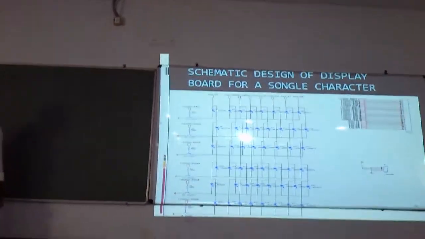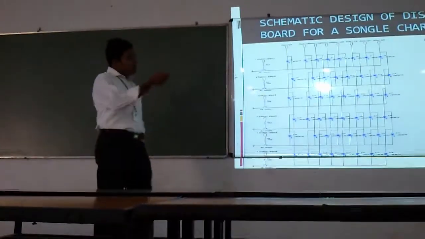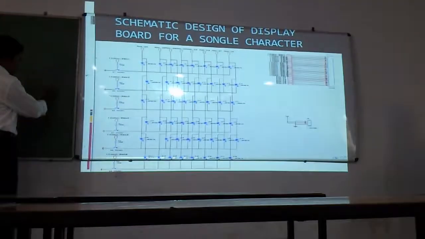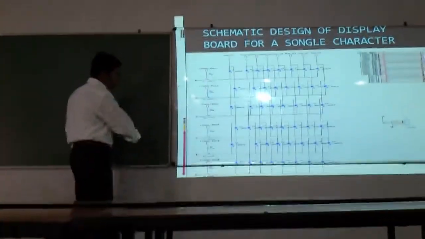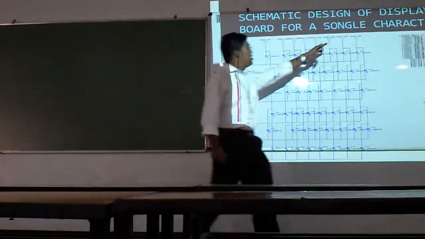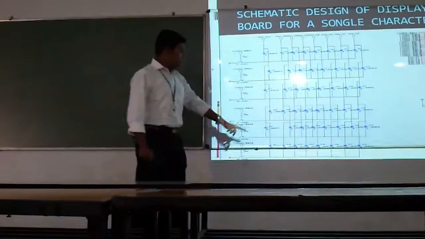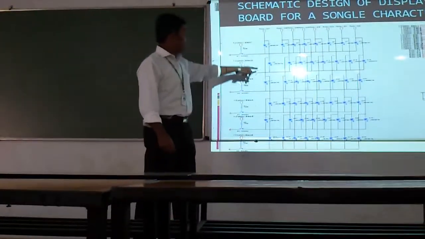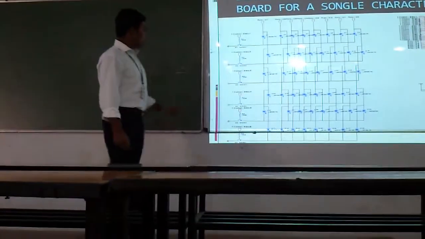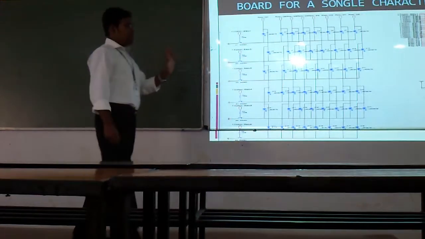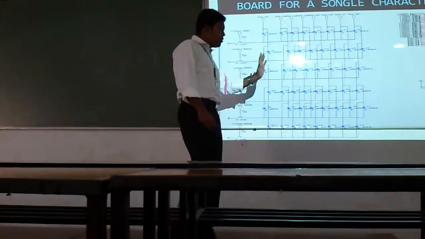Now, we are showing here the display board schematic diagram. The display board we are making here is an 8x6 matrix. You can see here the data lines are D0 to D7 and the select lines are 1, 2, 3, 4, 5, 6. Right? So this is the 8x6 segment, and this segment is attached 4 times in your display board.